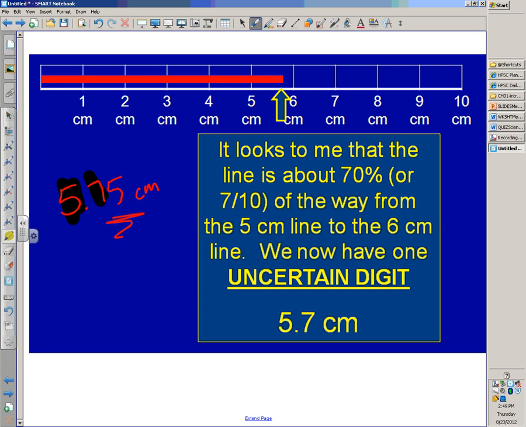Good. If I write 5.75, I'm trying to tell you that that red line is halfway between 5.7 and 5.8. But what's the problem with that measurement on this ruler? Our ruler doesn't have those increments. I don't know where 0.7 and 0.8 are.